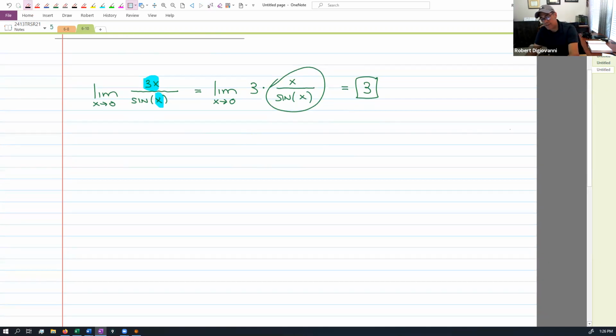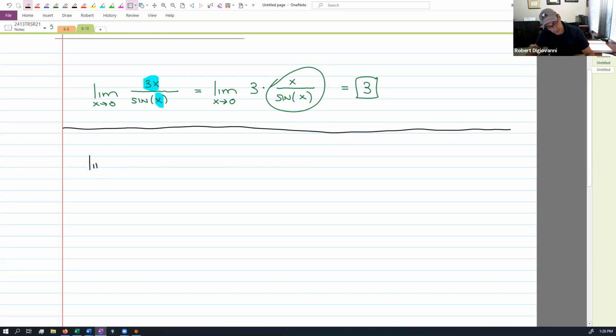Okay, with that, I think we're ready for something more difficult. So how about this? Limit x approaches 0 of tangent of x. Hold on, let me start this over. Limit x approaches 0 of tangent of, I'm going to do 3x, not x, over sine of 5x.